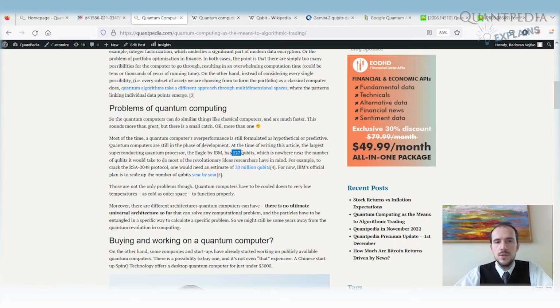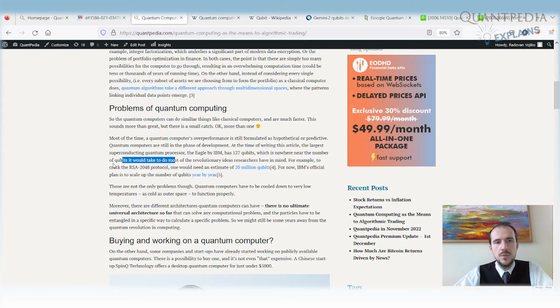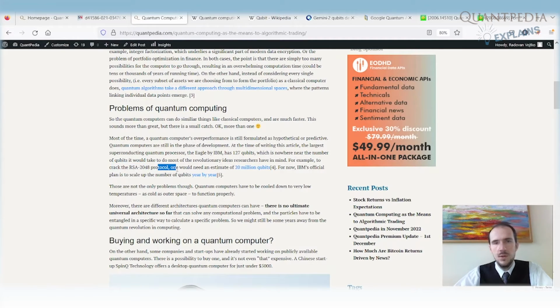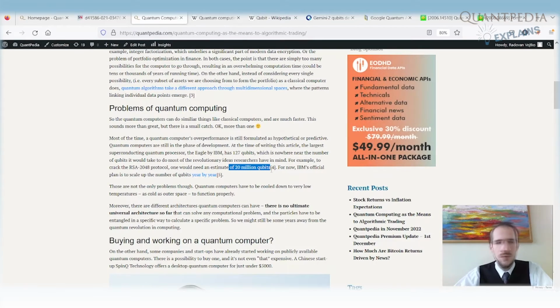It has 127 qubits, which is really nowhere near the number that it will take to do something really useful. For example, to crack the RSA 2048 protocol, which is used for cryptography and coding, and which all of the internet is running on, we would need more than 20 million qubits. It will take some time to do something useful.